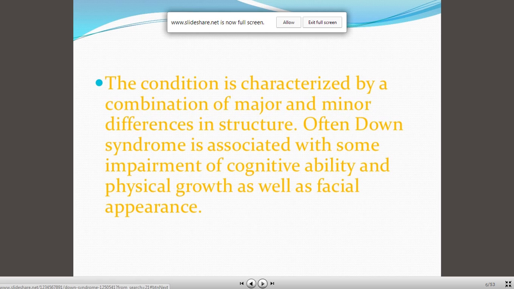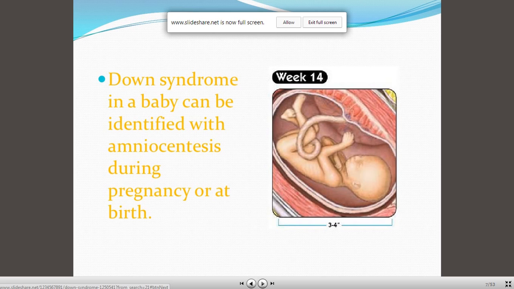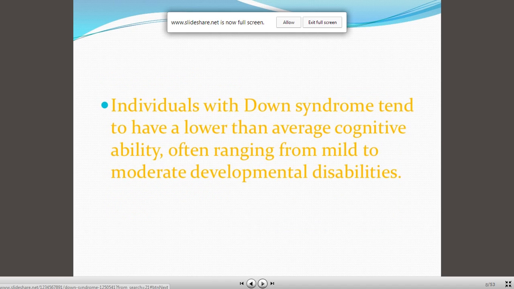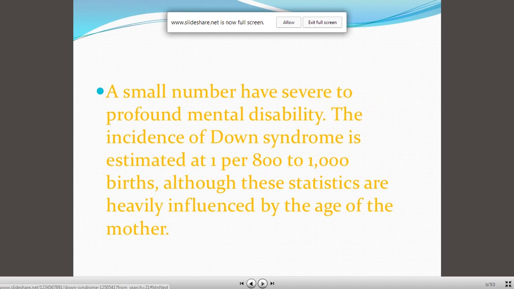Often, Down syndrome is associated with some impairment of cognitive ability and physical growth as well as facial appearance. Down syndrome in a baby can be identified with amniocentesis during pregnancy or at birth. Individuals with Down syndrome tend to have a lower than average cognitive ability, often ranging from mild to moderate developmental abilities. A small number have severe to profound mental disability.